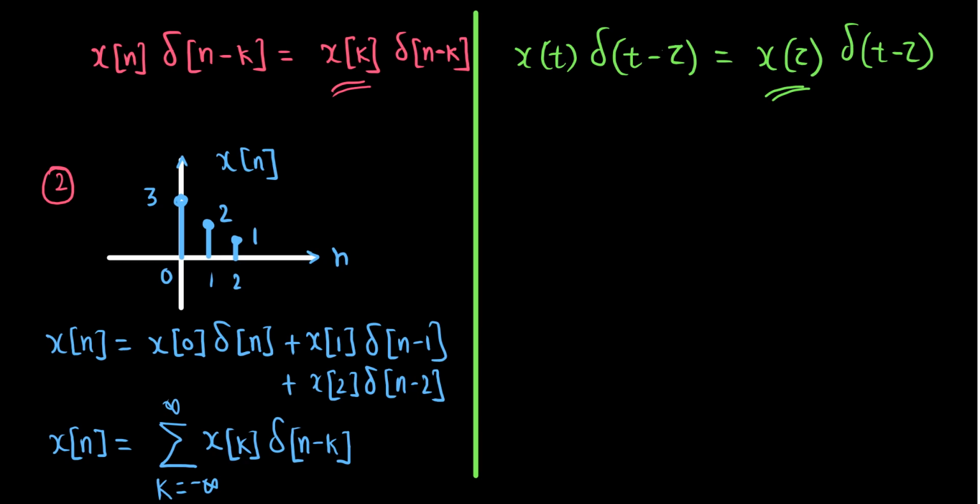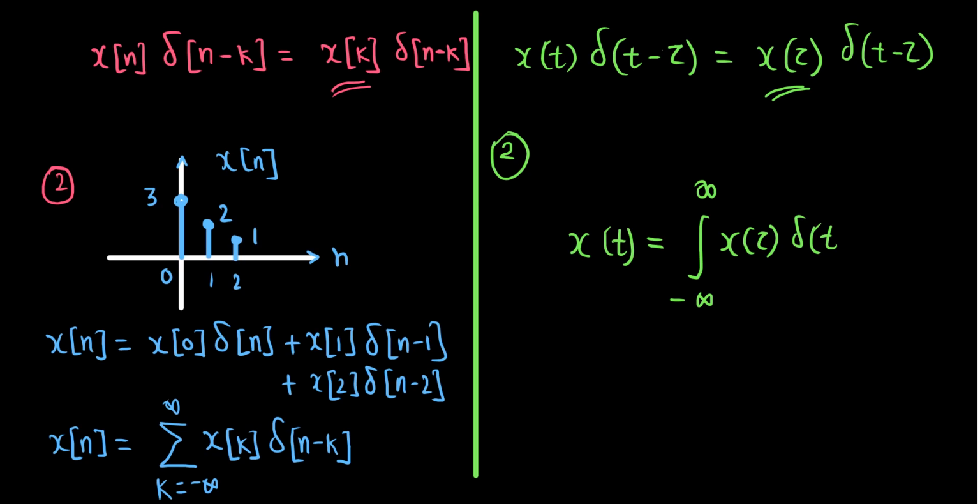Similarly, we can define this composition property for the continuous time case. So we can define similarly for the continuous time case x of t equals, instead of summation we'll have an integration there, from minus infinity to infinity, x of tau del of t minus tau d tau.